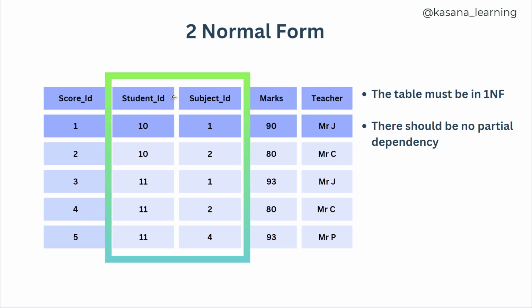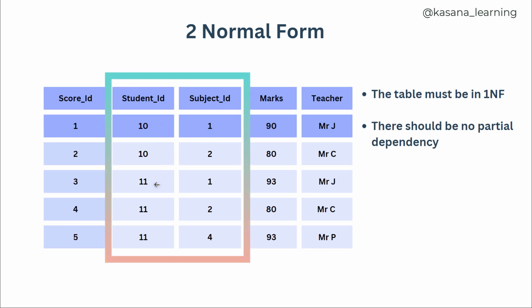Just because, let us see, if I would tell you what is the subject ID for the student having the student ID 10, you will get confused. Which one? This one or this one? And if I would tell you what is the student ID of a student whose subject ID is 1, you will get confused. Which one? This one or this one?